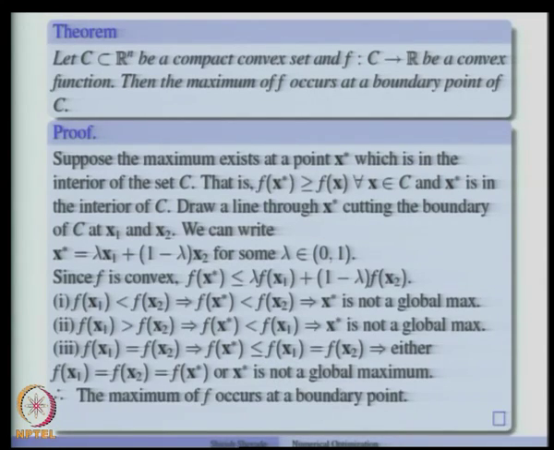So, therefore, the maximum of a convex function over a compact convex set occurs at a boundary point. So, with this we complete our discussion on convex functions.